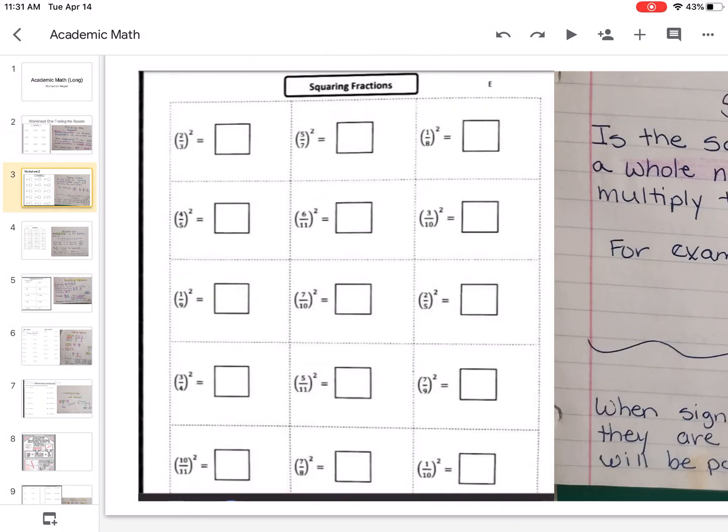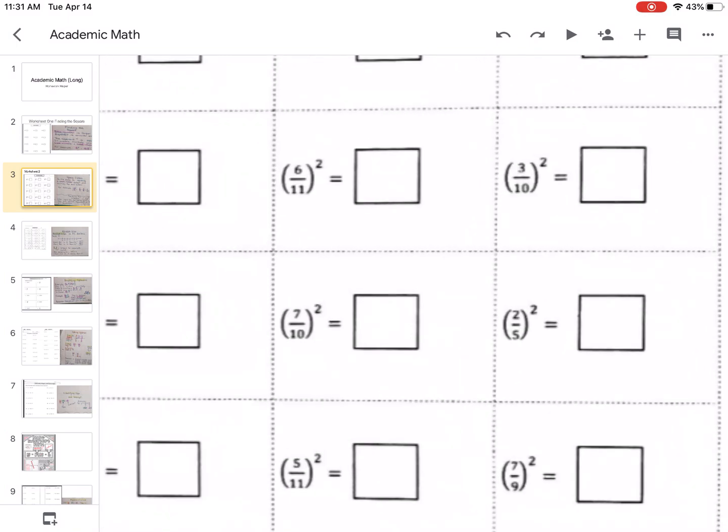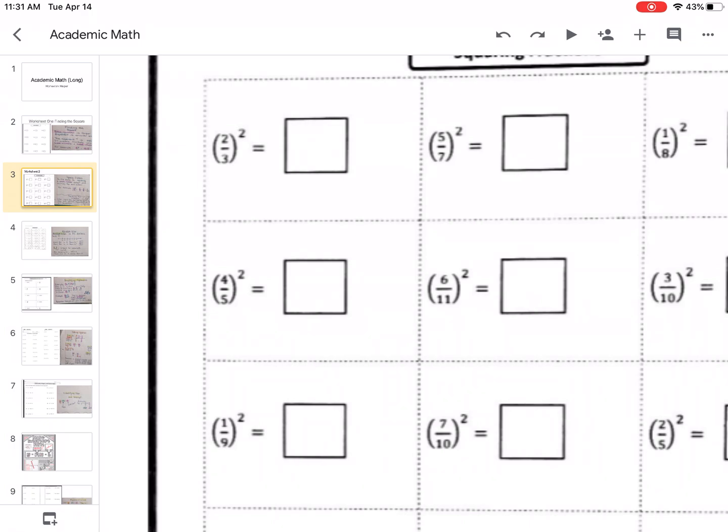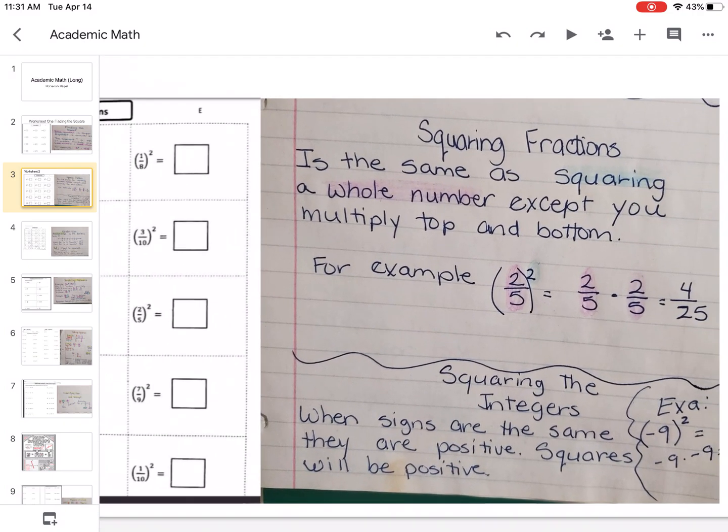On your next worksheet, you have to square a fraction. So if we look at the first one, we have 2 over 5 to the second power, which looks hard, but it's not. It's the same thing, except you multiply top and bottom, straight across. So 2 over 5 squared means 2 times 2 on top, which equals 4. On the bottom, 5 times 5 equals 25. So top and bottom.